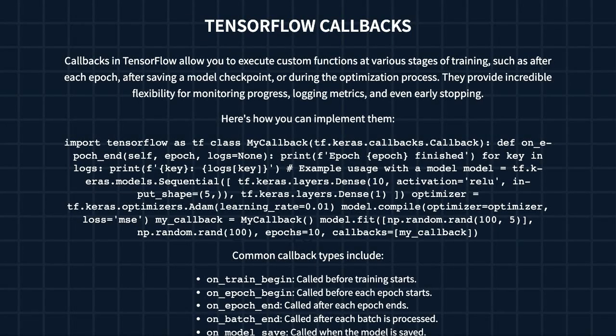Okay, let's talk about callbacks in TensorFlow. They're a really powerful tool for customizing your training process. Think of them as little helpers that run at specific points, like after each epoch or when you save the model. You can write your own functions to monitor things, log metrics, and even decide if it's time to stop training early. The code snippet shows how to create a simple callback that prints information about each epoch. You can easily extend this to do much more complex actions, like saving checkpoints or adjusting learning rates. They're super useful for getting detailed insights into what your model is doing.